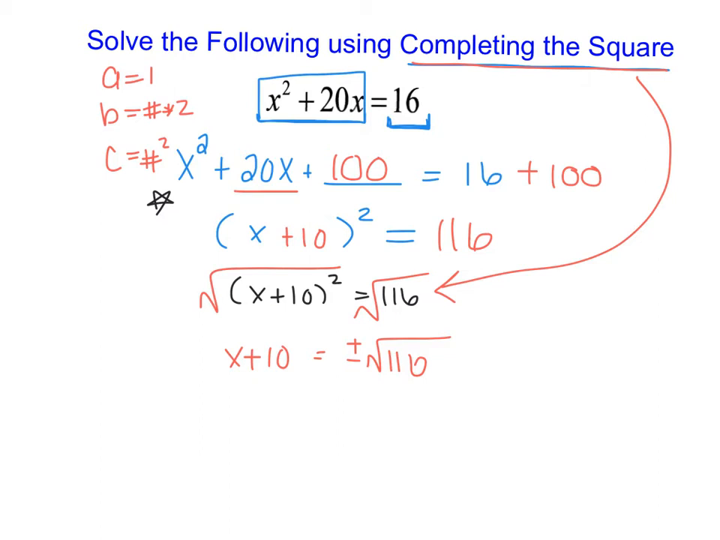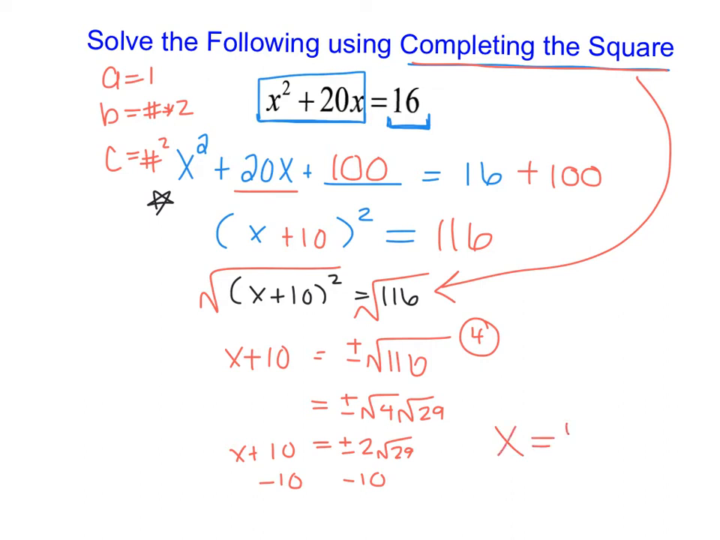Now I always want to make sure that my square root is perfectly simplified. So if I go through the perfect squares, I notice that 116 is divisible by 4. So this turns into the square root of 4 times the square root of 29. So that's plus or minus 2 square roots of 29. And then in order to finish getting x alone, I need to subtract 10 from each side. So my final answer here is x equals plus or minus 2 square roots of 29 minus 10.